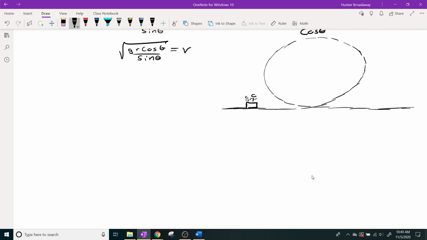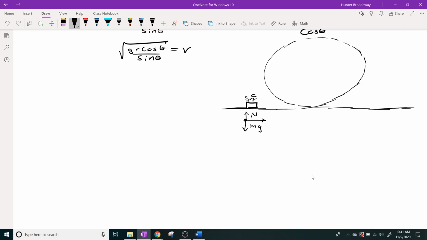All right, so before we even go in a circle, if this thing is just moving at a constant speed, what forces do we have acting on it? We have a normal force, right? So we have normal, and we also have gravity, mg going down.